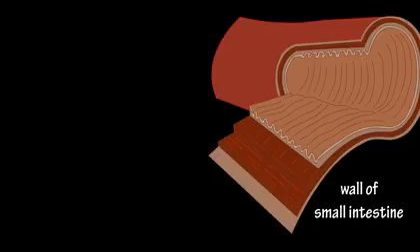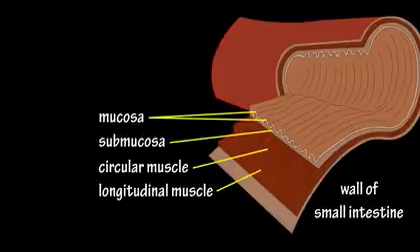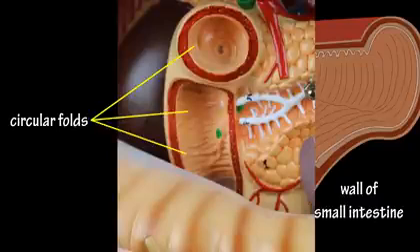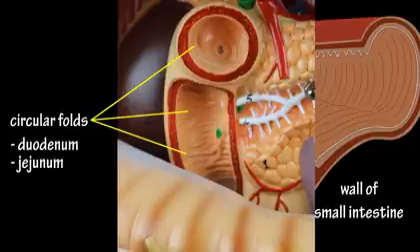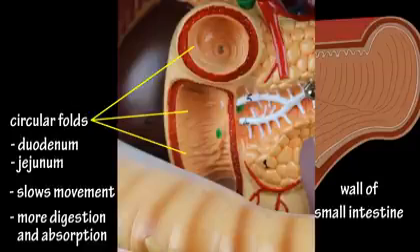The wall of the small intestine is comprised of a mucosa or mucous membrane, a submucosa, a layer of circular muscle, a layer of longitudinal muscle, and a serosa. The mucosa and submucosa have internal circular folds, as you can see here in this photo of the duodenum. These folds are more numerous in the duodenum and jejunum, and they increase the surface area, which slows down the movement of materials from the stomach and also provides for more nutrient digestion and absorption.